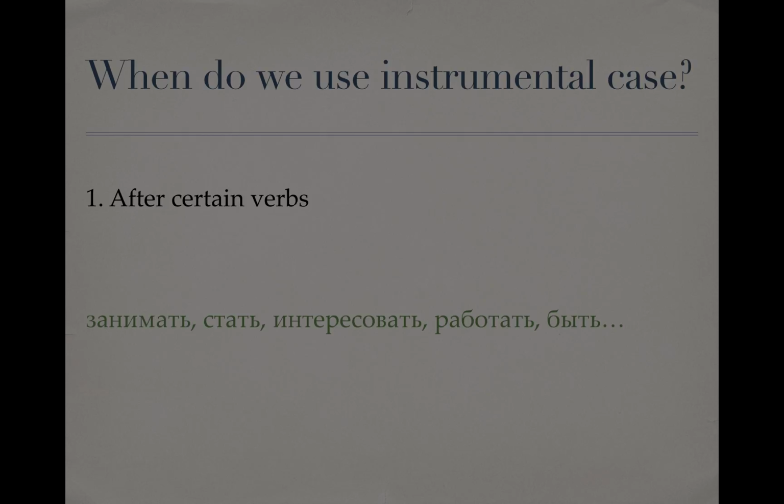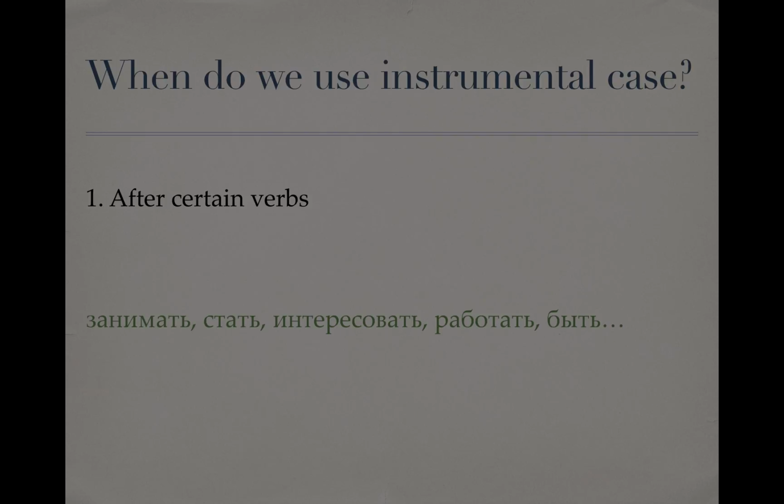Okay, let's look at some examples here. Он хочет стать врачом. He wants to become a doctor. So you can see врач turned into врачом, the instrumental case, because it's after стать, to become, as we have mentioned here. So it's стать врачом, to become a doctor. Он хочет стать врачом. He wants to become a doctor.